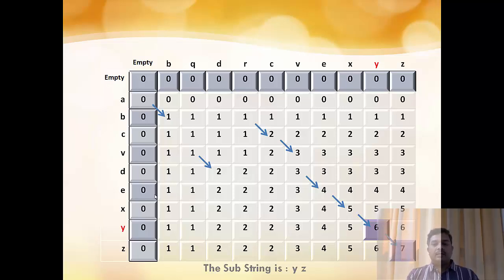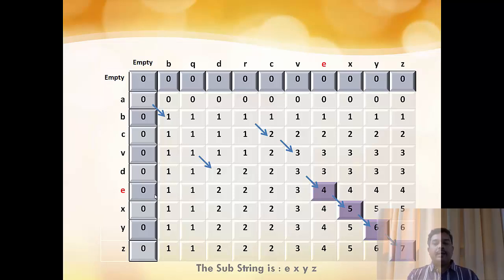Now see this arrowhead and follow its tail. The tail is going towards 5 and 5 is pointed by an arrow. So X and X are same, so that's why the substring becomes X, Y and Z. Now follow the tail. It is pointing to the cell having value 4. So this cell is also pointed by an arrow. So that's why E and E remain the same. So the substring is EXYZ.